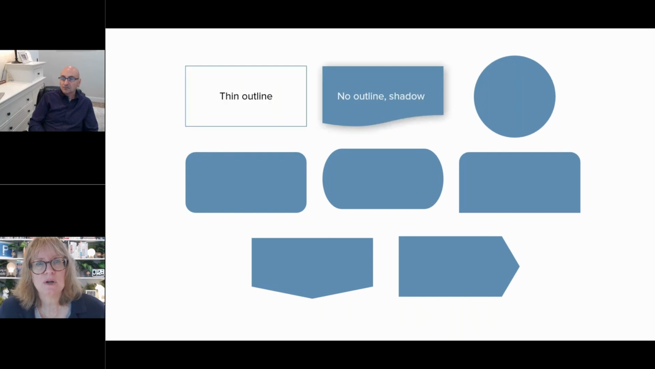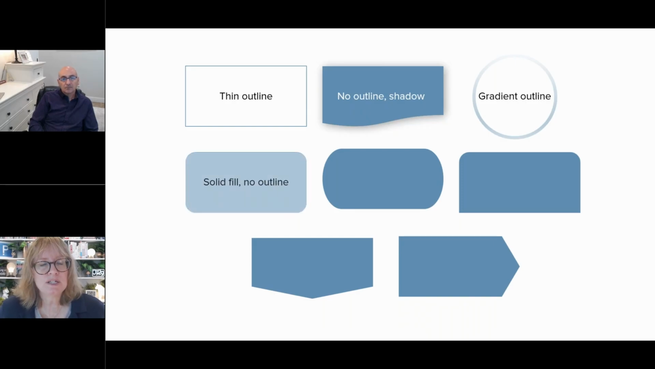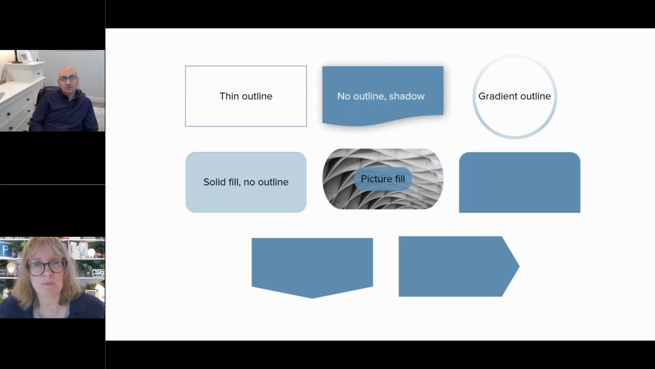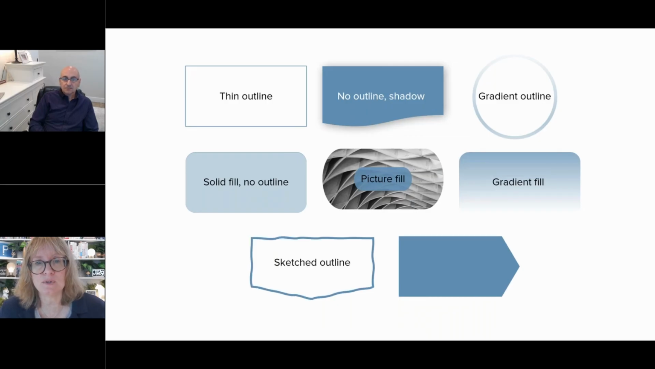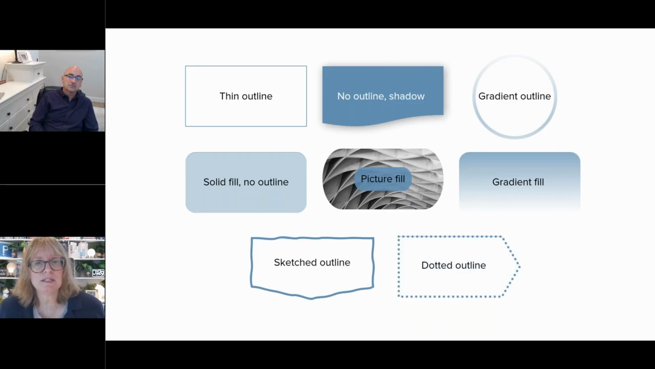Using settings such as outline and shadow or gradient outlines will immediately create a nice shape you can use for your content. You can change the fill color or fill the shape with a picture fill or a gradient fill. And since a couple of years, you also have the option to add a sketched outline to your shapes, or you can use something like the traditional dotted line outline.